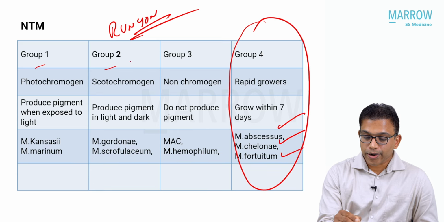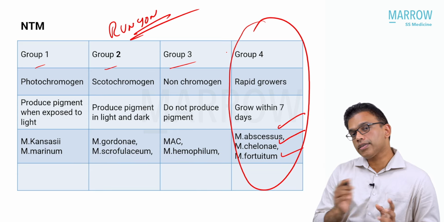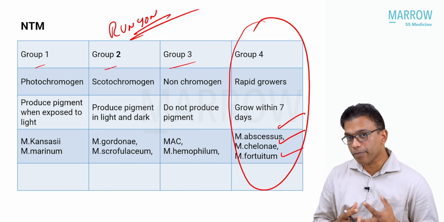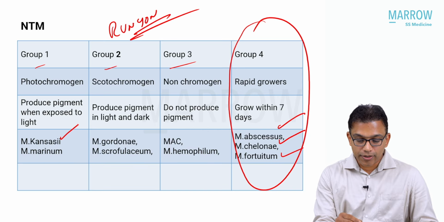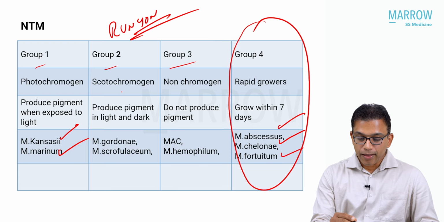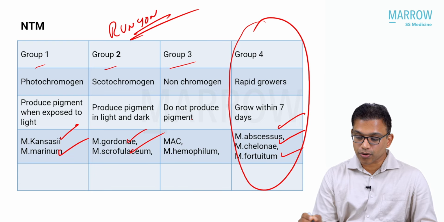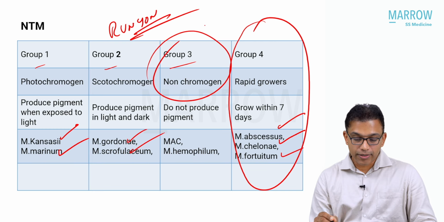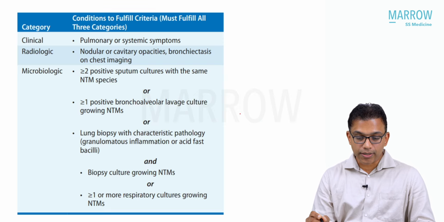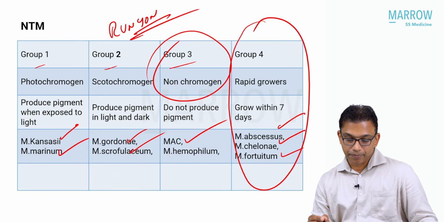The others, group 1, group 2, group 3, are classified based on the ability to produce pigments on exposure to light. So you should remember the terminologies: kansasii, marinum are photochromogens. Those that produce pigment in the dark as well as the light, gordonae and scrofulaceum, are scotochromogens. Those agents which cannot produce pigments are Mycobacterium avium as well as haemophilum.